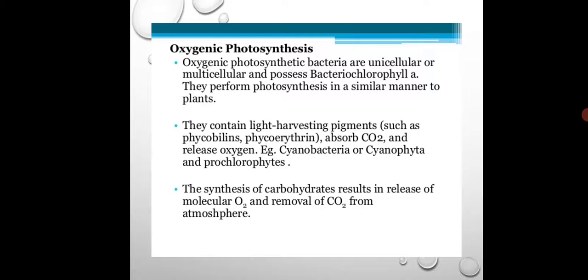As I told previously, the exception is cyanobacteria, which can evolve oxygen as a byproduct during the photosynthesis reaction. So this bacteria absorbs carbon dioxide from the atmosphere and releases oxygen. Examples are cyanobacteria or cyanophyta and prochlorophytes. So these are the examples of oxygenic photosynthesis.